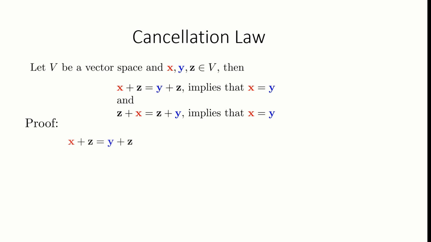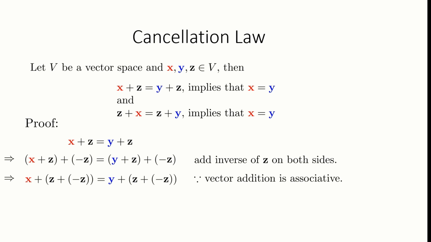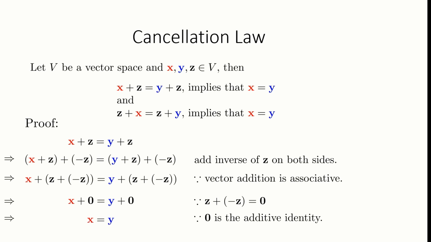Suppose x plus z and y plus z are equal. Now, V is a vector space, so additive inverse of every element exists. Particularly, additive inverse of z also exists. Add additive inverse of z on both sides, and by using associative law of vector addition, we can change the order of addition of three vectors. Now, addition of z and its additive inverse is the identity vector. Therefore, x plus 0 vector is equal to x and y plus 0 vector is equal to y. We can prove second part of the cancellation law on the same lines.